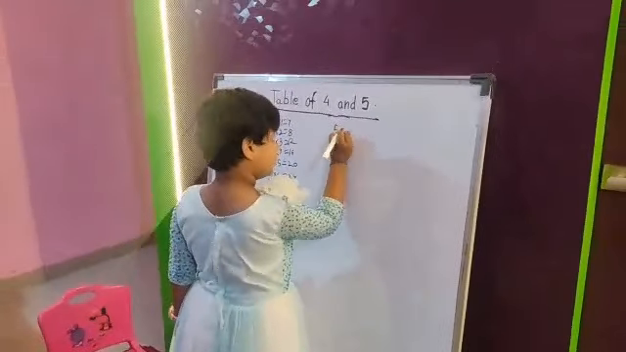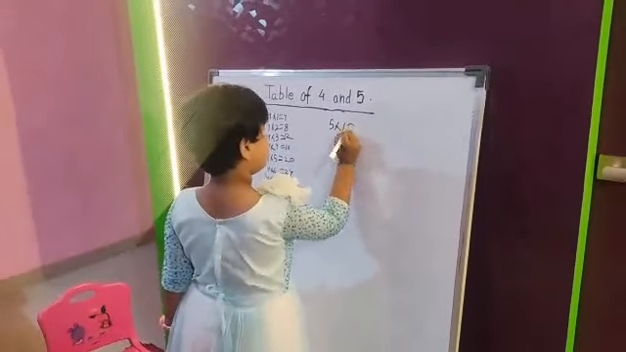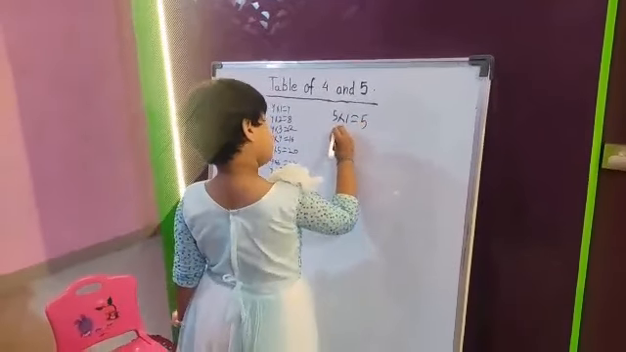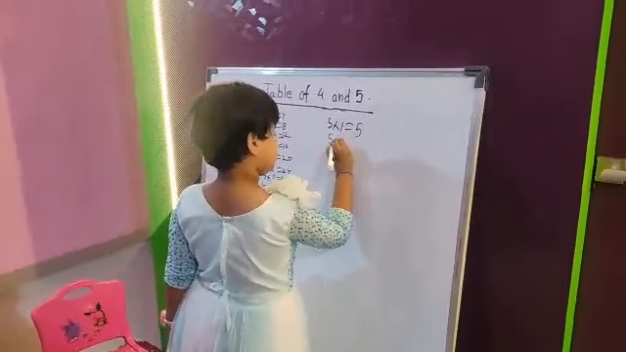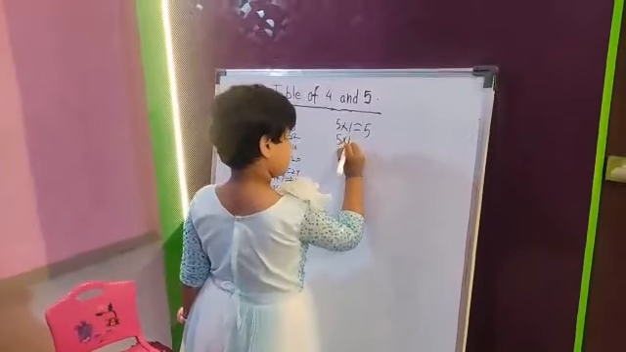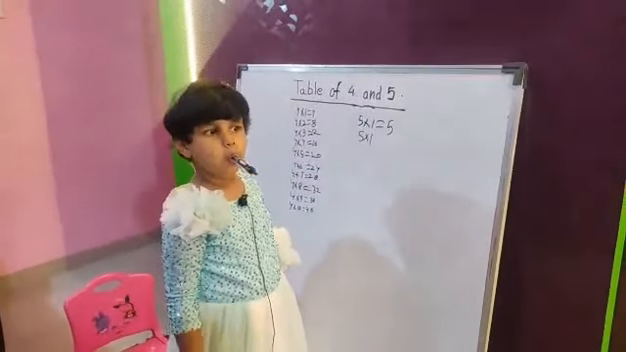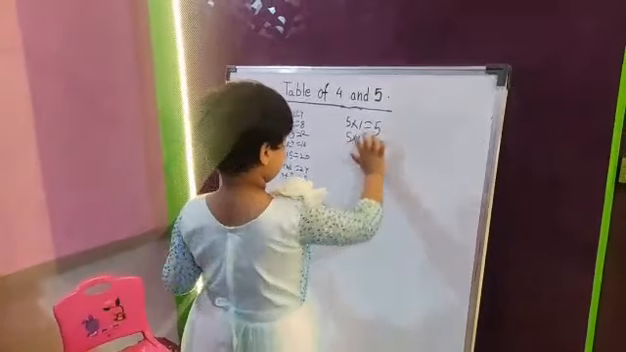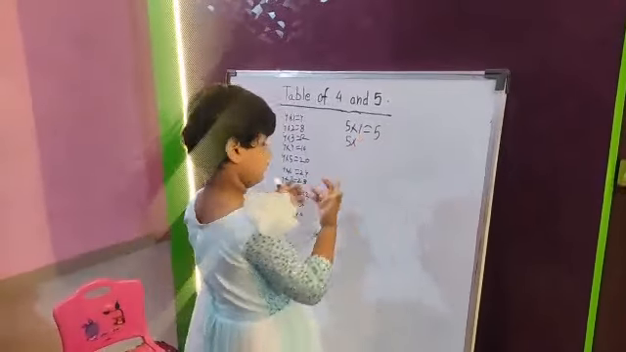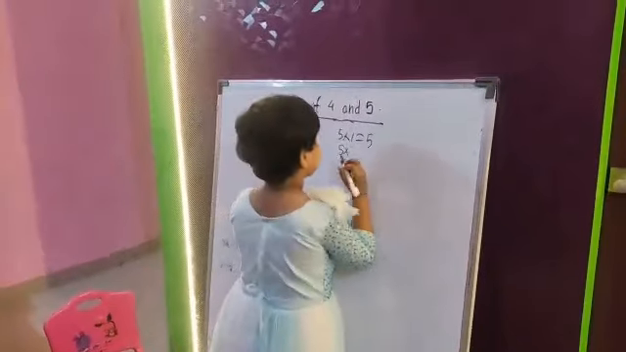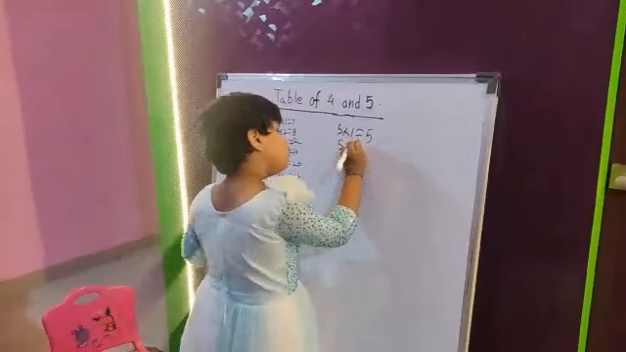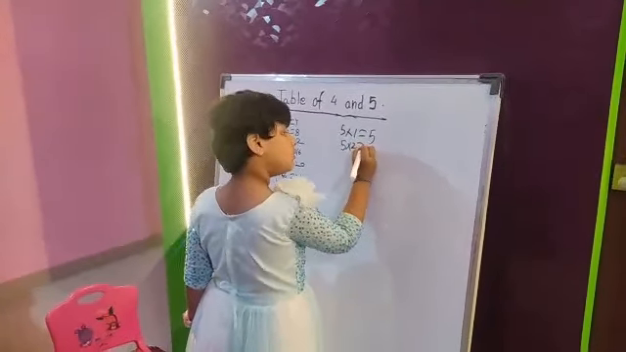Table of 5, right, please. Table of 5, okay. 5 multiply 1 equals 5. 5 multiply 2 equals 10.